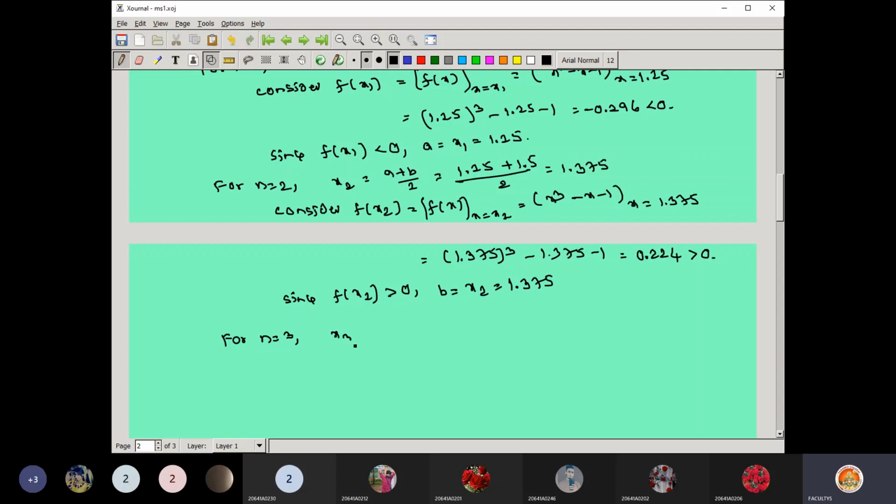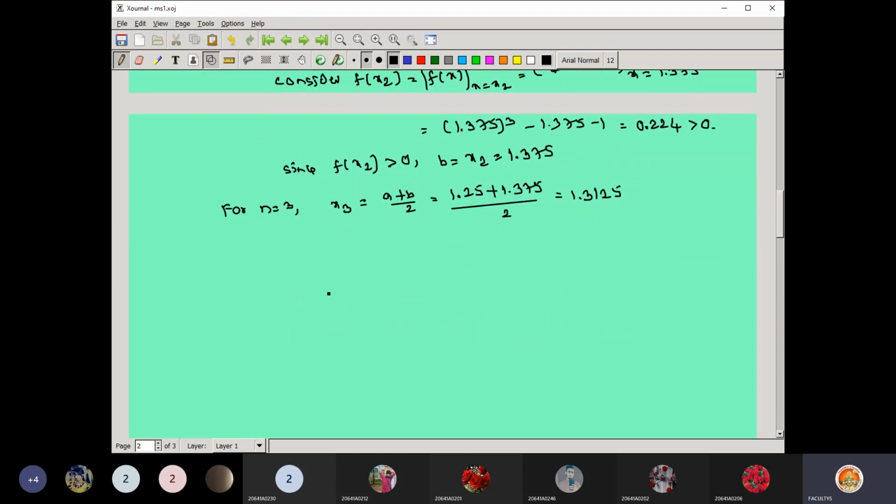If I write n equal to 3, x3, that becomes again a plus b divided by 2. Your previous a value 1.25 plus fresh value for b 1.375 divided by 2. So with the help of your calculator, 1.25 plus 1.375 divided by 2. Answer is 1.3125. So this value again you are substituting in the given function. Same procedure you are repeating, that's it.